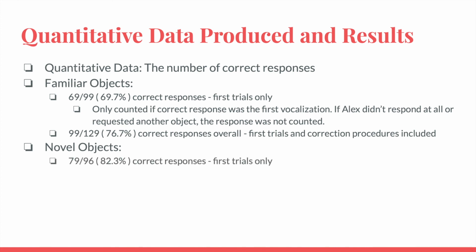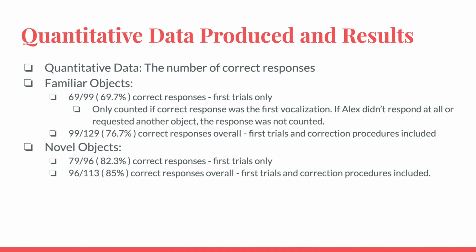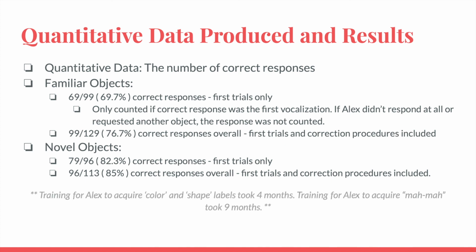As for the novel objects, Alex responded to the first trials correctly 82.3% of the time, and he was correct 85% of the time during the novel trials overall. Training for Alex to acquire color and shape labels took 4 months. Training for Alex to acquire mama, previously stated, took 9 months.